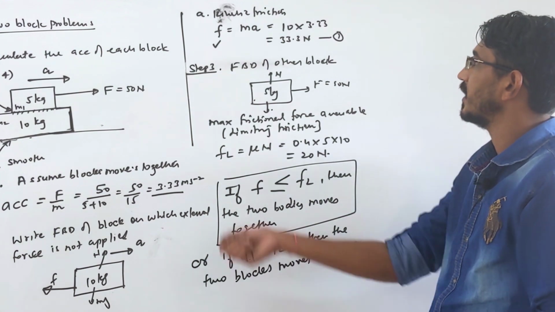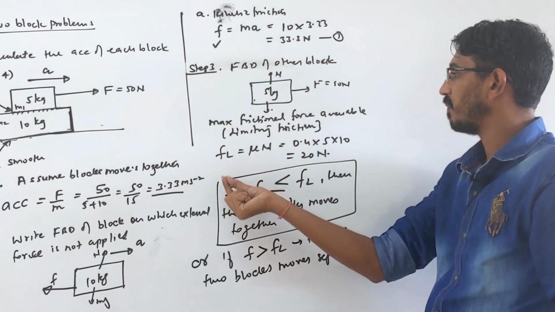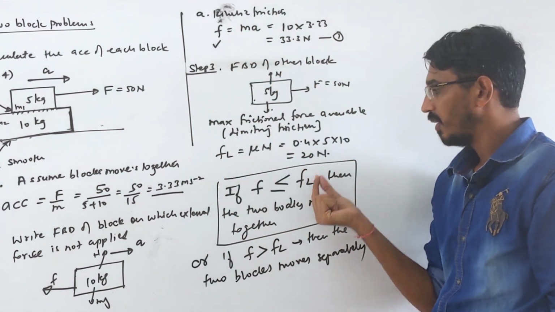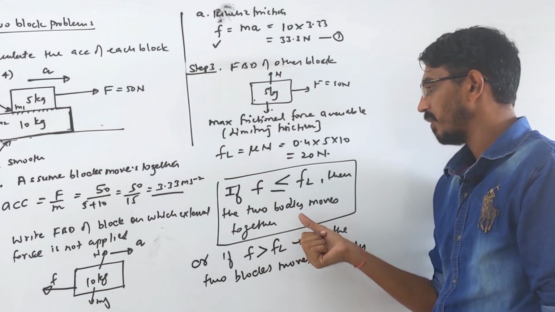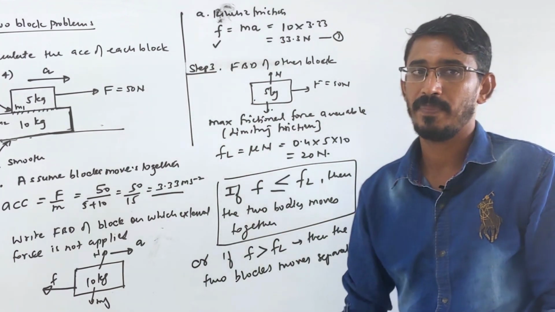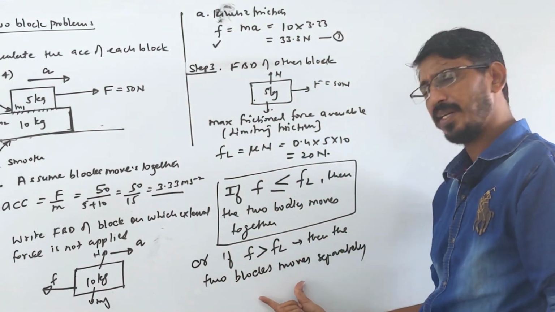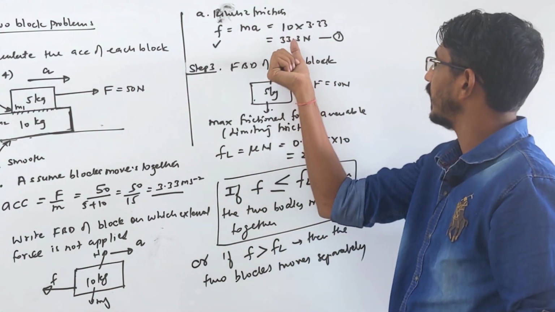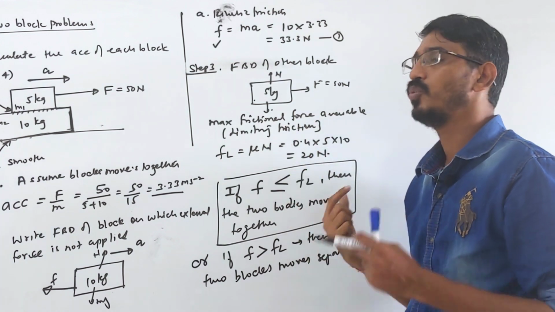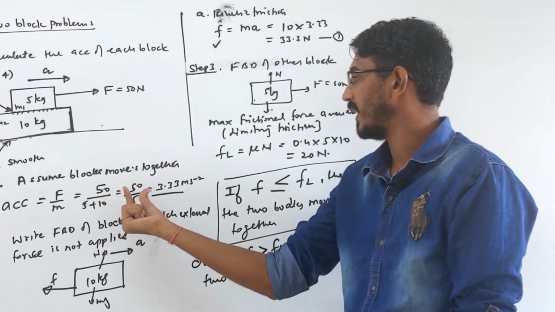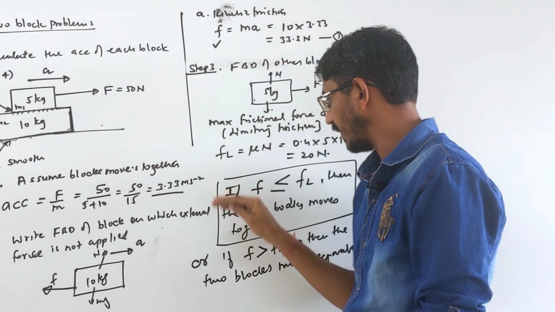So let's check in this case. Frictional force is 33 and the maximum available is just 20 Newton. Means this condition is satisfied, means the two blocks will move separately. If they ask easy questions, then the answer will be here itself. Suppose this value is less than that value, means the two blocks move together, and the acceleration will be that one only, right? Here the answer is done.